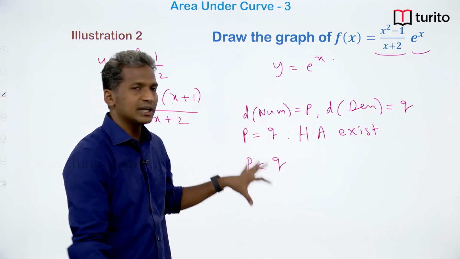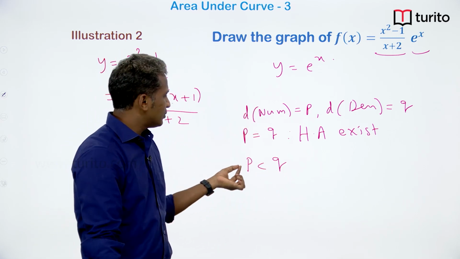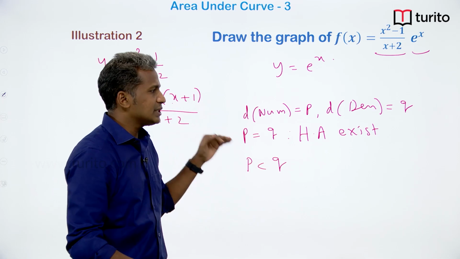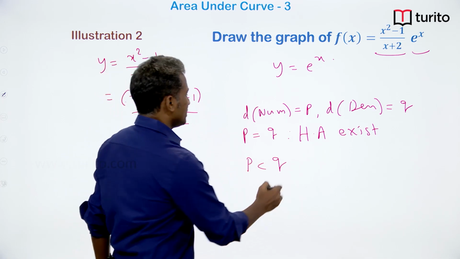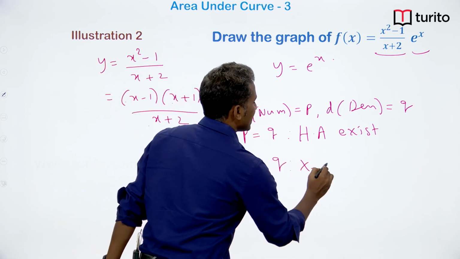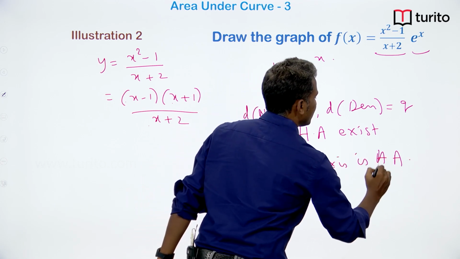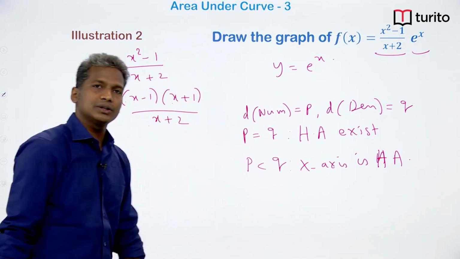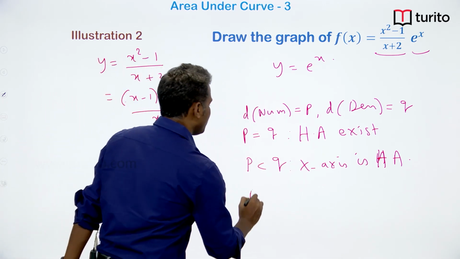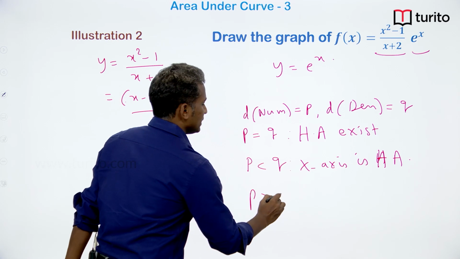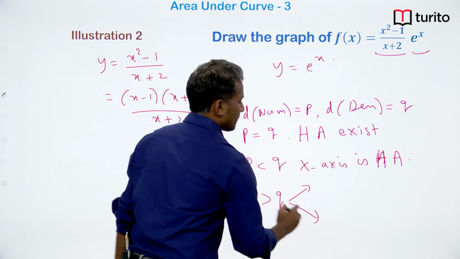I am talking about only the ratio of polynomials. So, if p is less than q, that means the denominator has higher degree. Then in that case the x axis is a horizontal asymptote. The x axis is the only horizontal asymptote. Now, if p is greater than q, then there may be two cases.